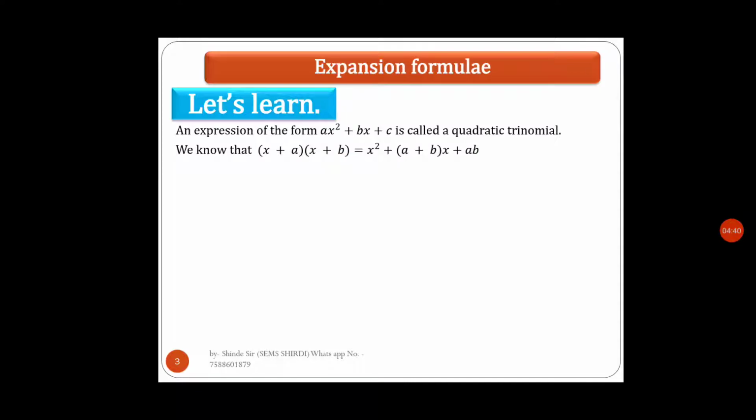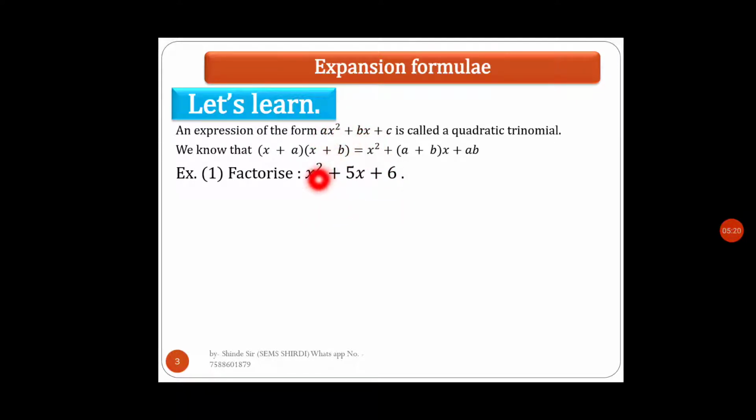Now we see an example: factorize x square plus 5x plus 6. Again I repeat, the expansion means x plus a into x plus b, so x plus a and x plus b are the factors of x square plus in bracket a plus b into x plus ab. Similarly, here we find out the factorization of x square plus 5x plus 6.